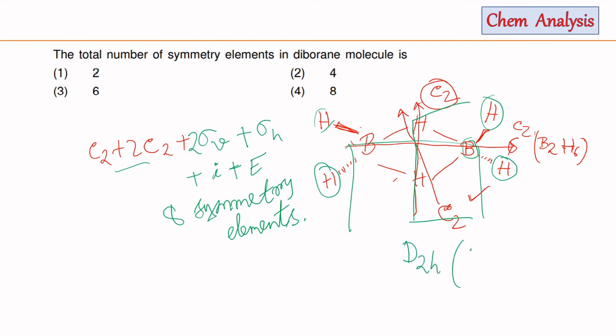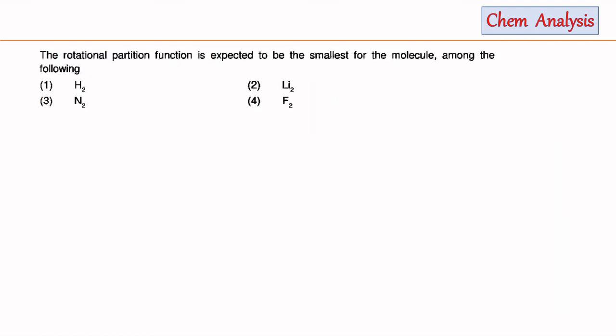Since here is a principal axis C2, and there are two perpendicular C2 axes, for this there will be D2. There are two sigma V planes and one sigma H plane, so therefore it will be D2h. So you can see here option number 4 is the correct answer.